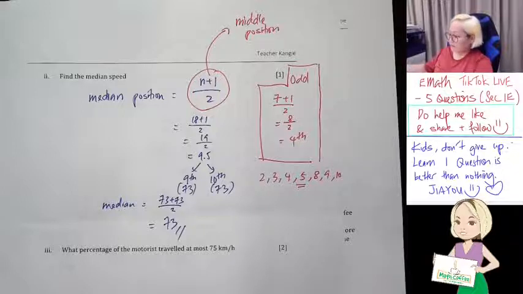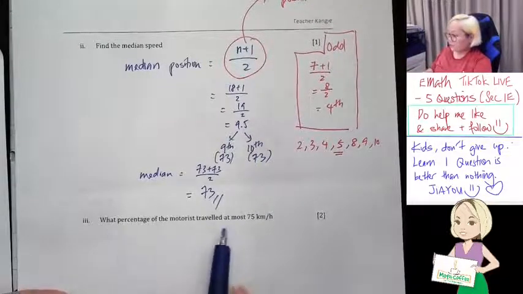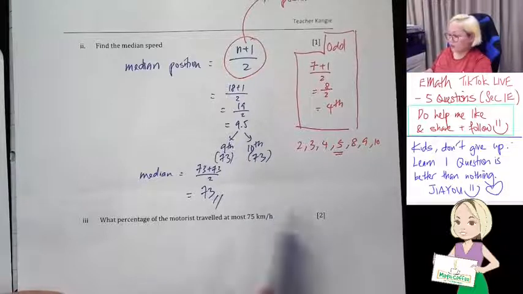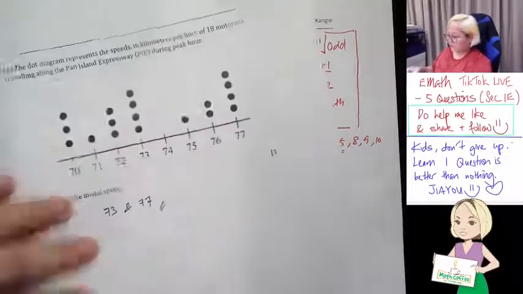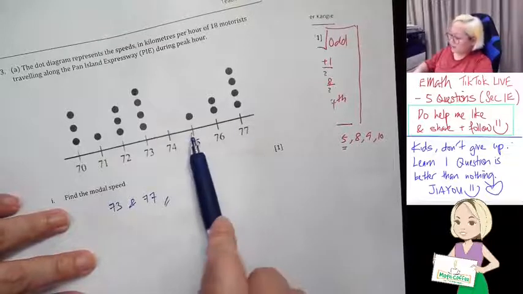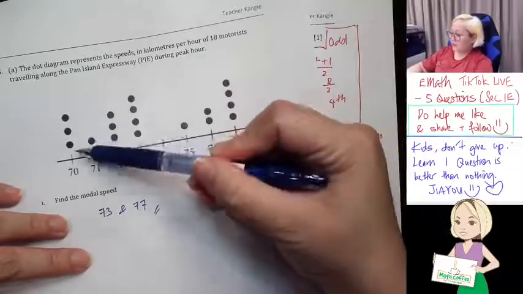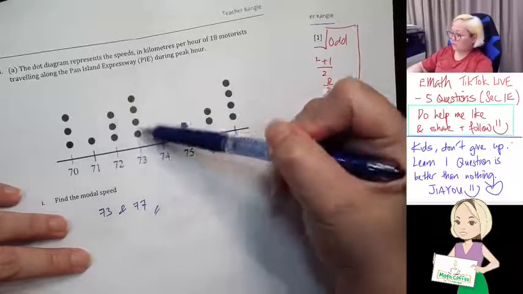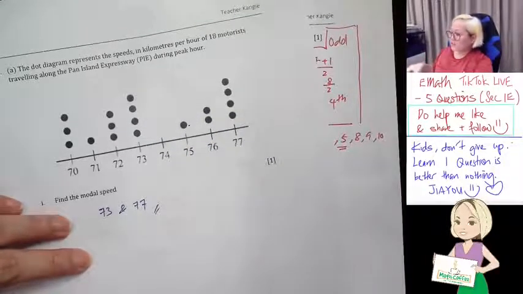So I have explained about the median. Okay, let's move on. Next, they ask, what percentage of the motorists travel at most 75 km per hour? At most 75 means 75 and below, and 75 is included. So let's count the number of data. 1, 2, 3, 4, 5, 6, 7, 8, 9, 10, 11, 12. So I have 12 data, which is 75 and below, including the 75.